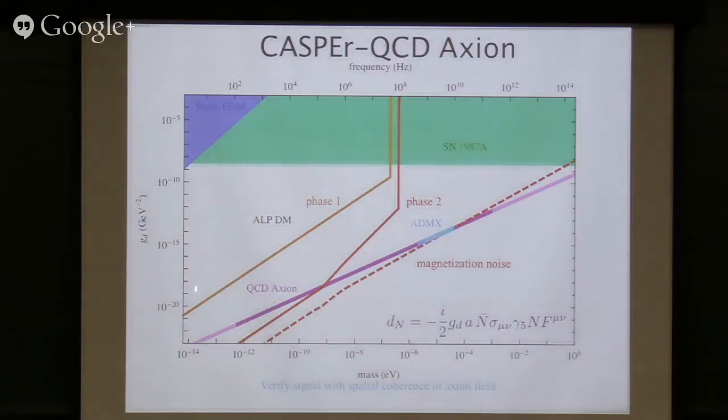And here's the money plot. g_d here is a coupling of the dipole moment to the axion field, and this is the nucleon EDM. The mass is in eV, and in hertz at the top, and this is the g_d parameter. Once again, if your g_d is larger than about 10 to the minus 10, the whole thing is ruled out by existing data.